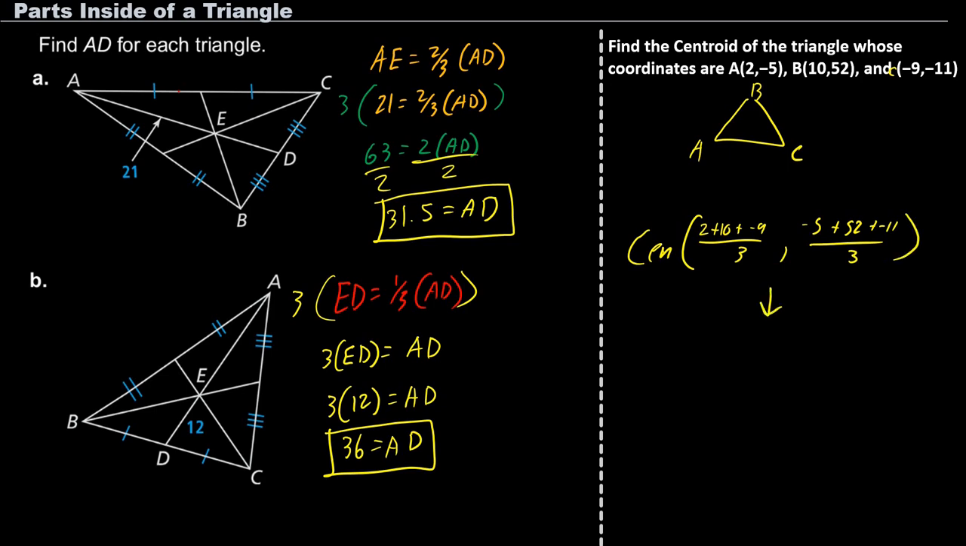So 2 and 10 is 12 minus 9. It gives me 3 over 3. And then we have negative 5, negative 11, which is negative 16. And 52 plus negative 16 is 36 over 3. So my final answer here is (1, 12).